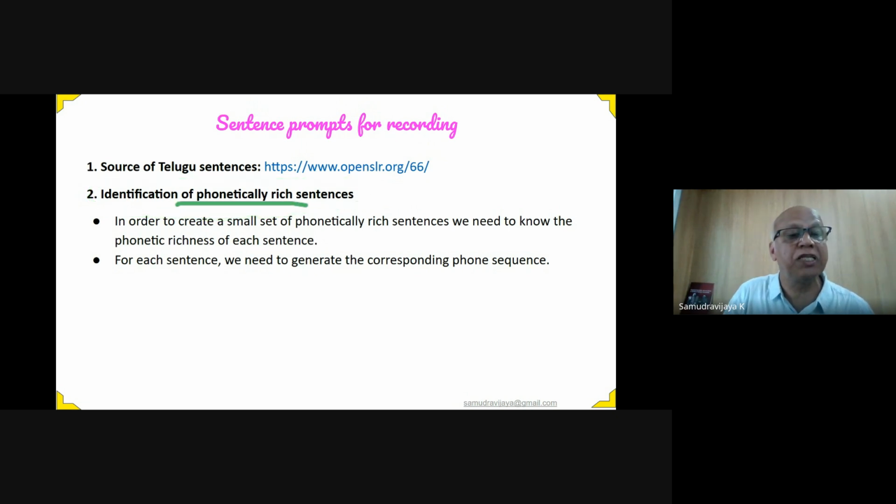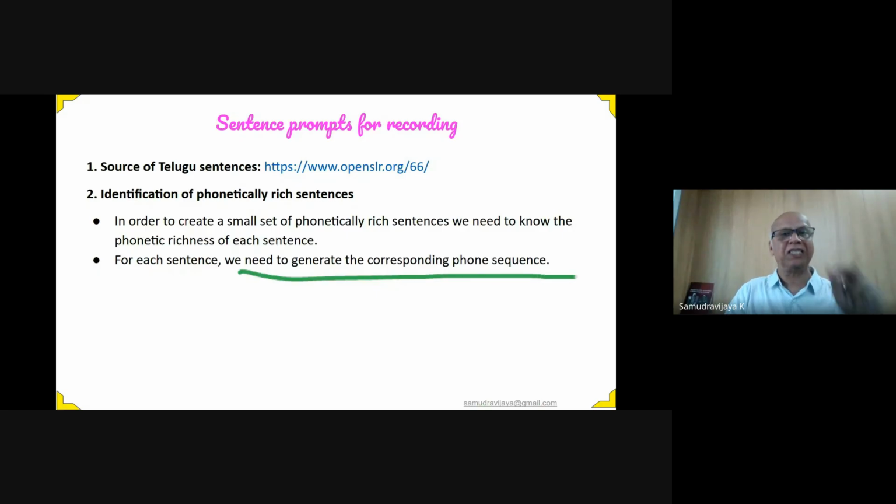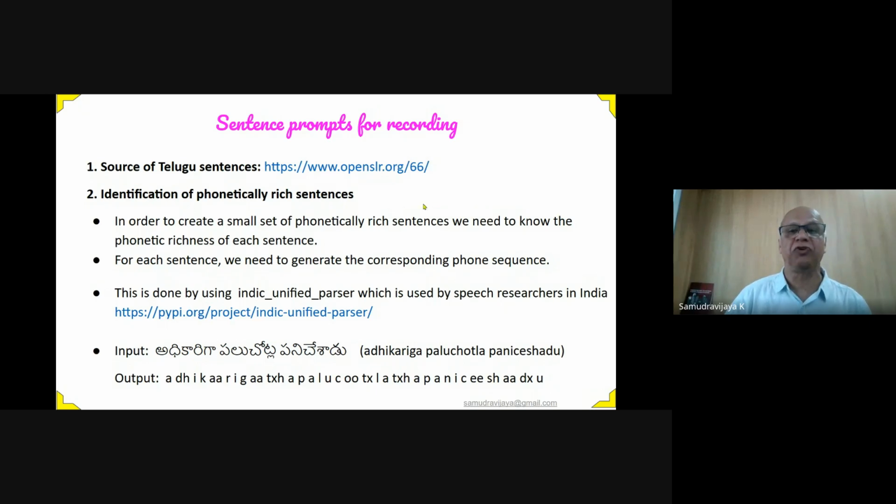How do you know that it is phonetically rich? For every sentence, for every word, we need to generate the corresponding phone sequence. Only then do we know the phonetic richness of the sentence. So how do you generate such a phone sequence? Of course, there is a unified parser, part of the Government of India project, that is available at GitHub. You can use it.